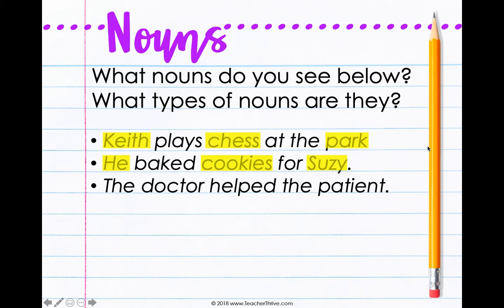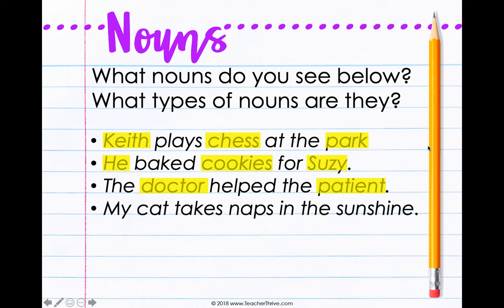All right, next sentence. The doctor helped the patient. Pause this video and write down every word that you see that is a noun. Which ones are nouns? Okay, if you push play, that means you have looked at which ones are nouns. Here we go. Which ones do you think? Doctor, patient. Very good. Are these people? Are they places? Are they things? Are they ideas? They're both people. Very good.